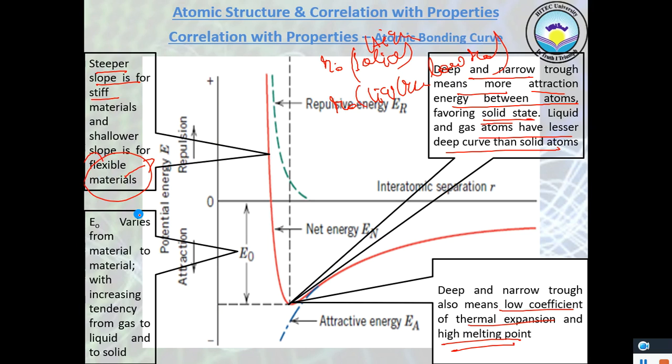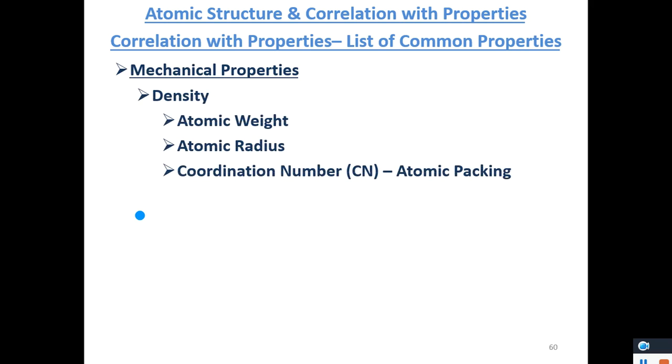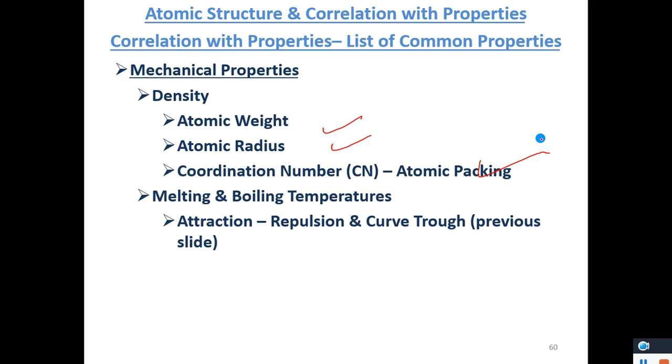So E naught varies from material to material, with increasing tendency from gas to liquid and then to solids. So what are the common properties we have studied? Atomic weight, atomic radius, coordination number, density, melting and boiling temperatures. They also depend upon the attraction and repulsion forces and the curve through. So basically this is the dependence: which property depends upon which parameter.